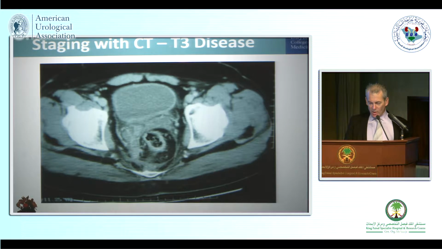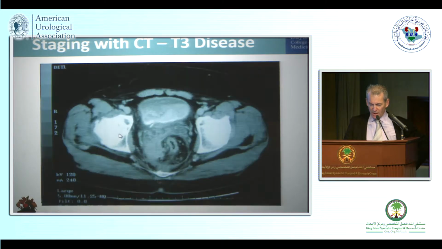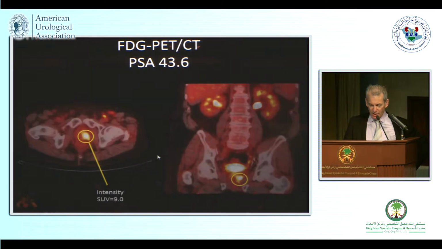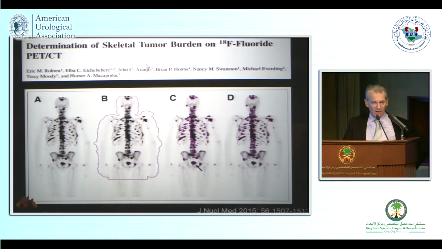This is just one example of a CT showing T3 disease here, right over here. And you can see the potential bulk of the tumor really extending posteriorly. And in this case, a corresponding FDG PET, high PSA, high risk, showing this tumor quite nicely. This is work that Eric Roran has done. Eric is our chief of radiology.